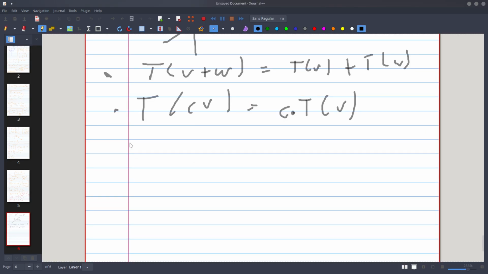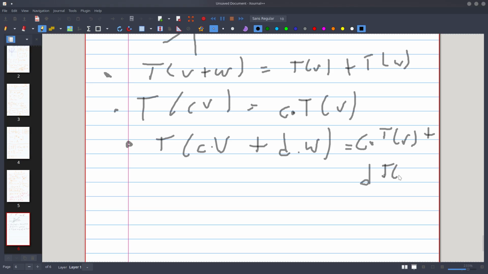You can bundle these two rules together into one. The one ring to rule them all: T of C times V plus D times W. Any scalar quantity times your vector W works the same as above, with the scalar pulled out. So it equals C times T of V plus D times T of W. Fairly straightforward.